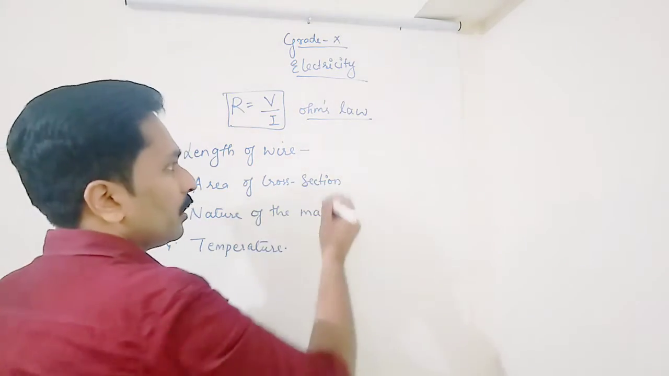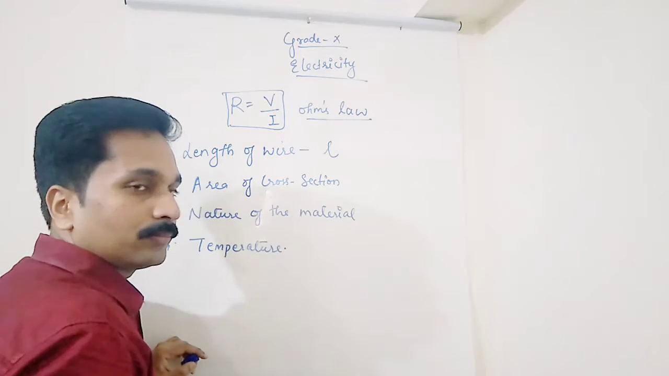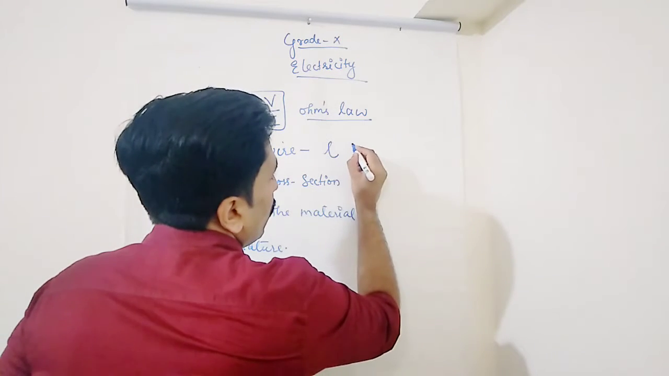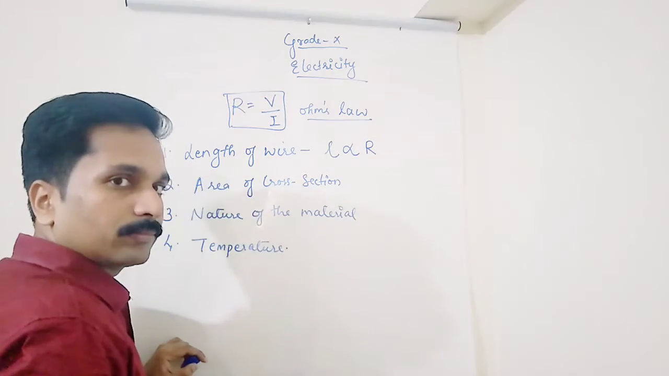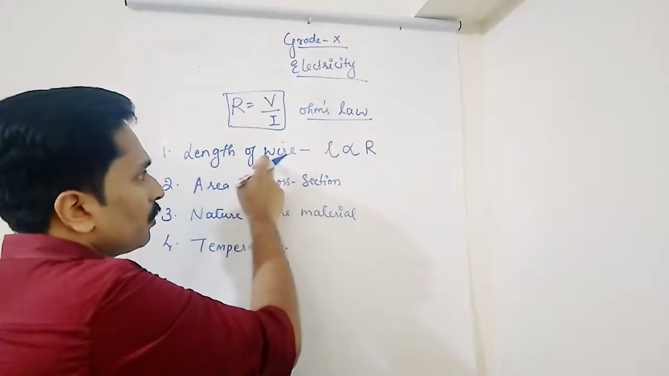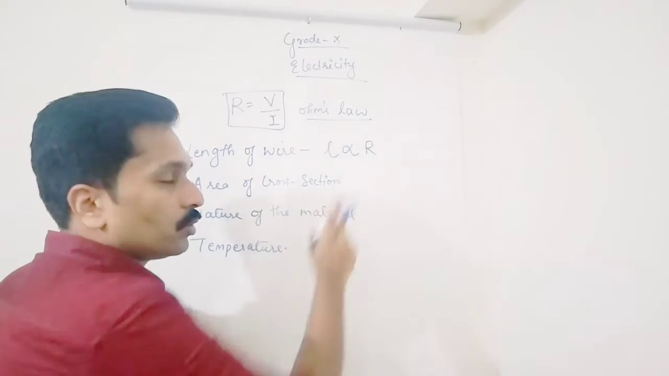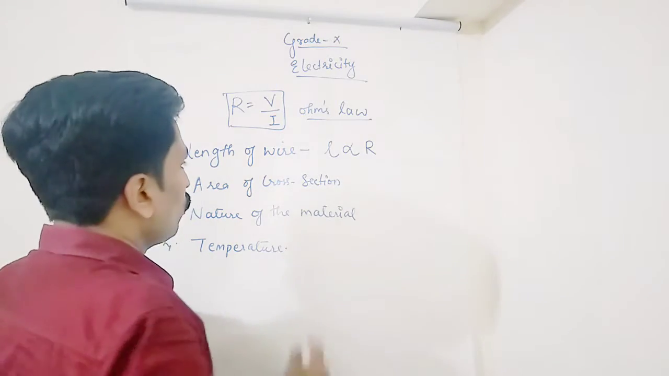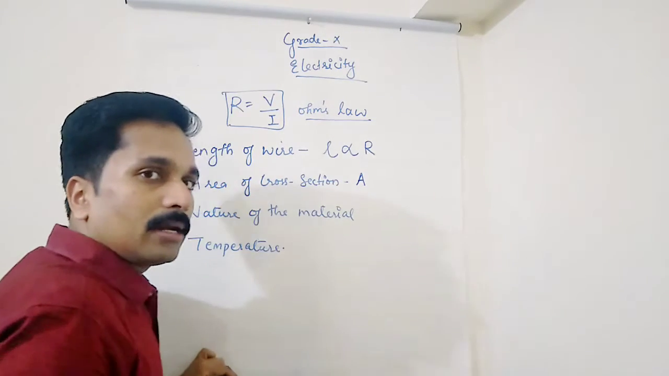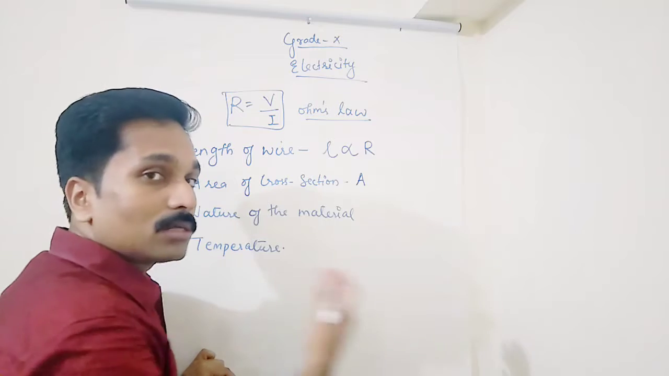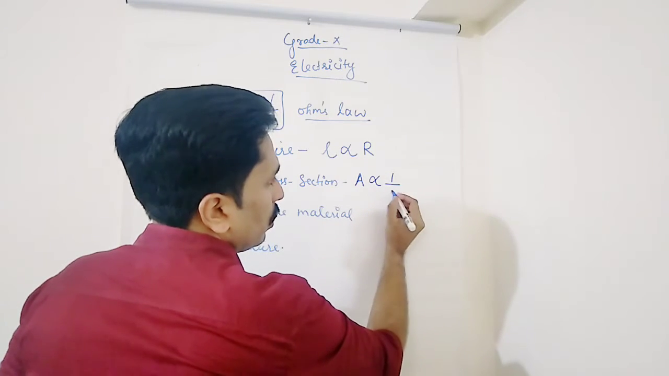Now, the length of the wire is denoted by the small letter l, and it is directly proportional to resistance. Second one, area of cross section. It is denoted by capital letter A, and area of cross section is inversely proportional to resistance.